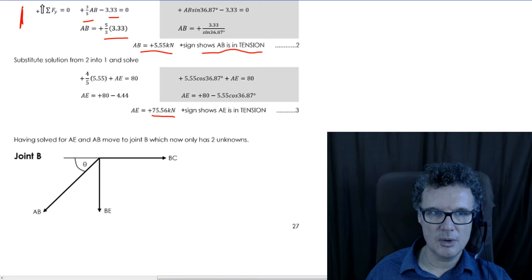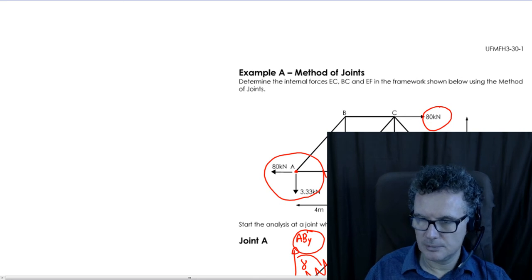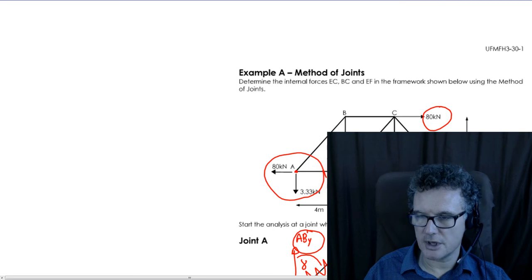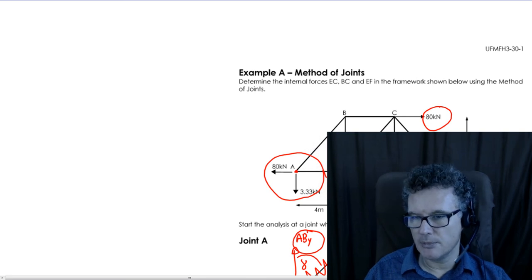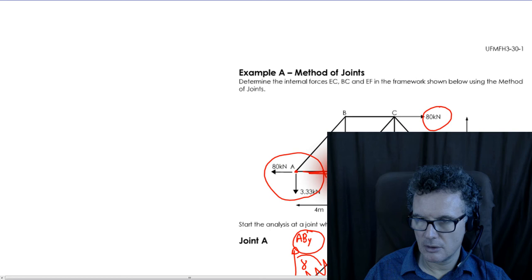Once you finish the joint, you need to go back to your original framework and then decide which joint you can go to. If I went to joint E, let's say if I'm trying to solve all joints here, I now know what this internal force is. But this one here is unknown, that's unknown, and that's unknown. So we've got 3 unknowns that I'm cutting through.